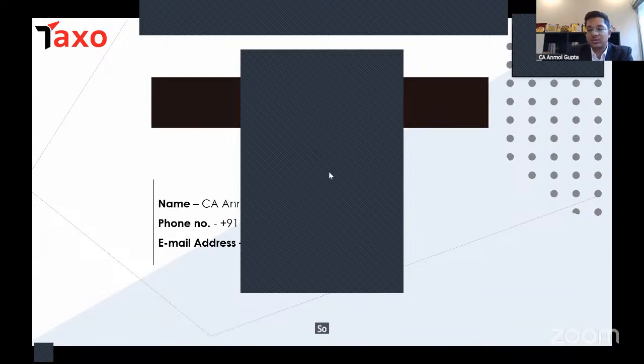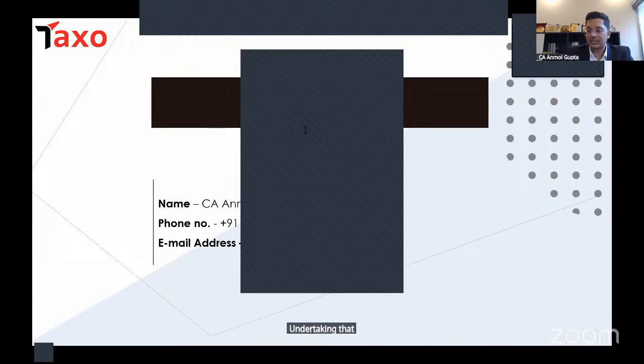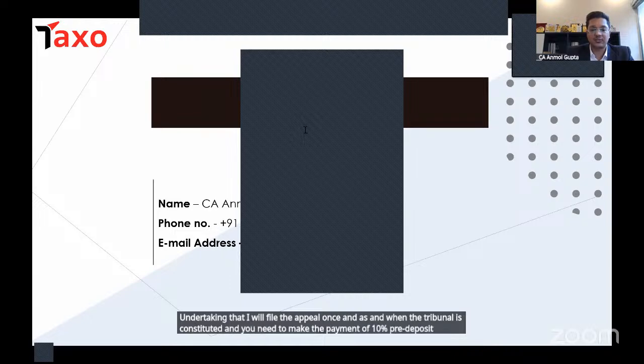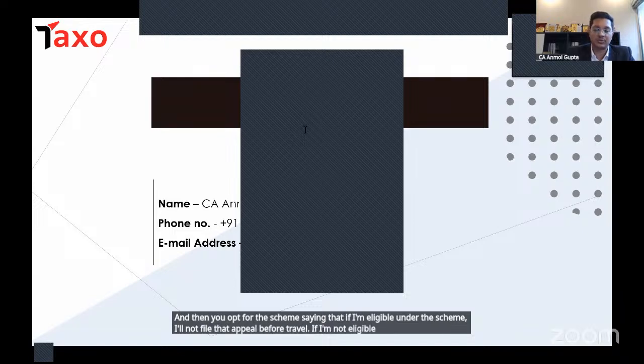So, sir, in that case, there was a circular issued last year in 2024, which says that in case you have an order in appeal that has been passed but the GST appellate tribunal is not constituted yet, and you wish to file an appeal as and when it is constituted, you need to file a declaration with the jurisdictional officer undertaking that you will file the appeal as and when the tribunal is constituted, and you need to make the payment of 10% pre-deposit as per Section 113. So my advice is that you file that declaration, you pay that 10% pre-deposit, and then you opt for the scheme, saying that if I'm eligible under the scheme, I'll not file that appeal before the tribunal. If I'm not eligible, I'll file the appeal before the tribunal.